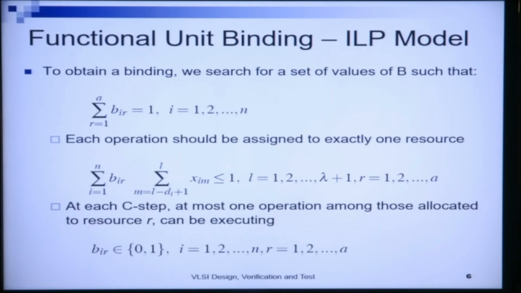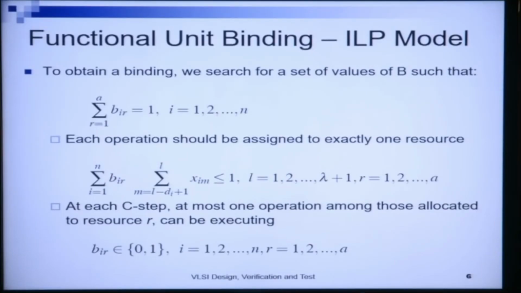at each control step, at most one operation among those allocated to resource r can be executing. So, what does this tell me? That for each resource r, we will take one resource at a time, and for that resource we will consider all time steps. We want to provide this constraint that a single resource should execute at most one operation, 0 or 1, at each time step.